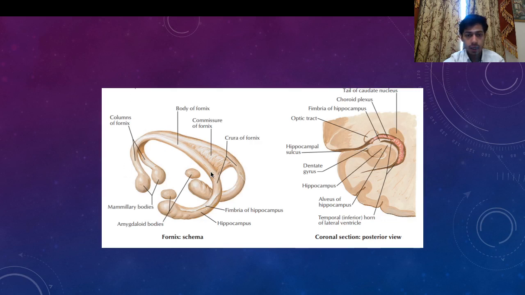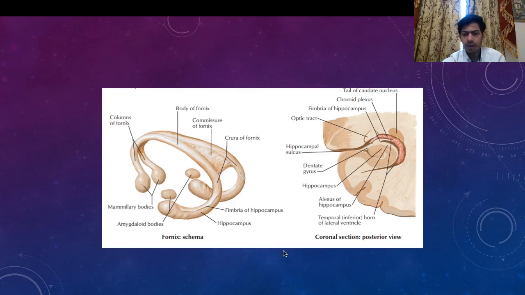And this is the entire hippocampus here. We can see that this is the fimbriae, which is kind of fenestrations on the surface. This is the crura. This is the commissure of the fornix, and this is the main body of the fornix.